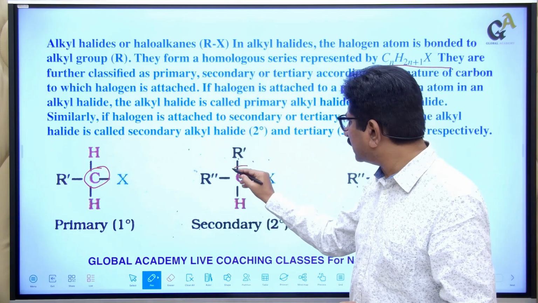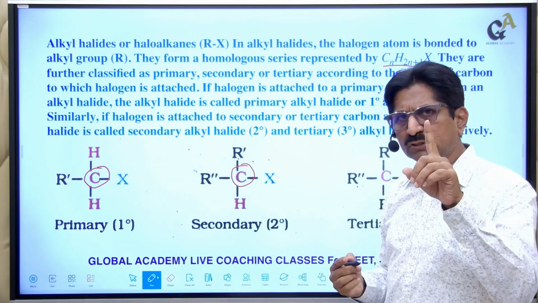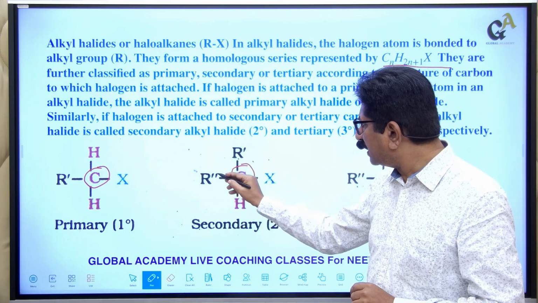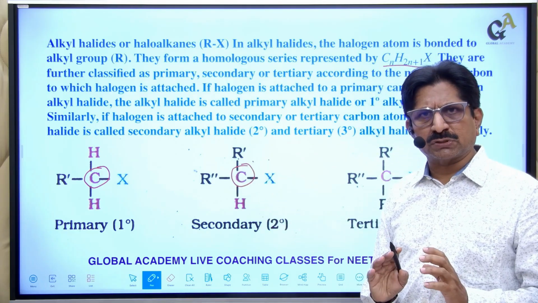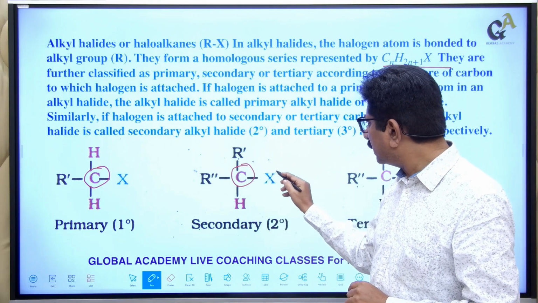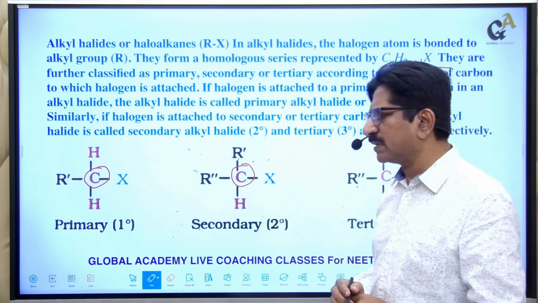And here you can see that this carbon has only one hydrogen atom; R dash and R double dash are other than hydrogens. Now there is only one hydrogen linked to this carbon where the halogen is there. So this is called secondary. It has 2 degree, we can write.